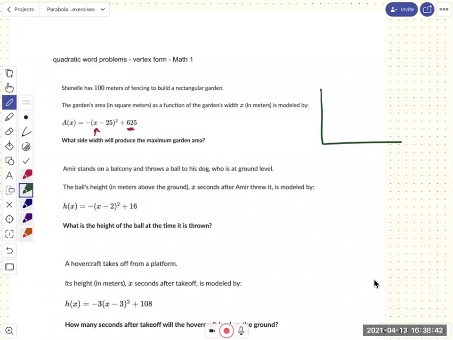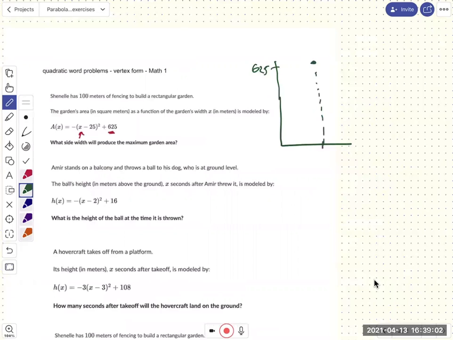You say, well, I know that at 25, we're going to have this line of symmetry. It's going to be downward facing. So it's going to go all the way up here to 625. And that's going to be the vertex. What's the value when... that's the nice thing. So then we try and solve for, well, what do we get when we have 0?